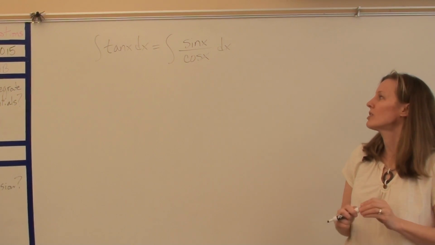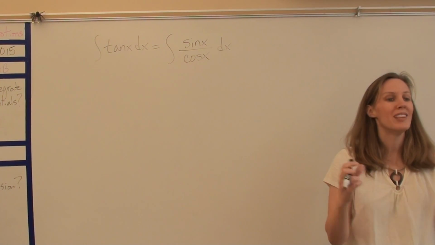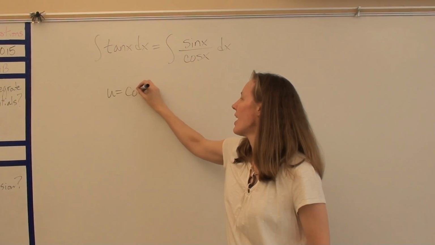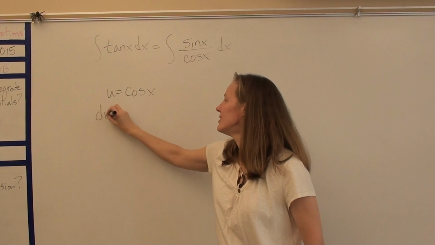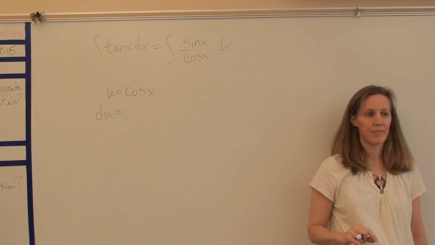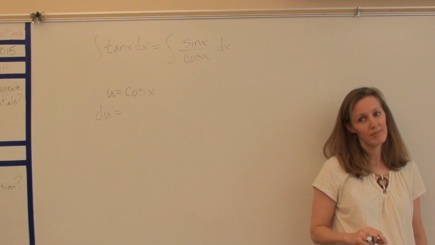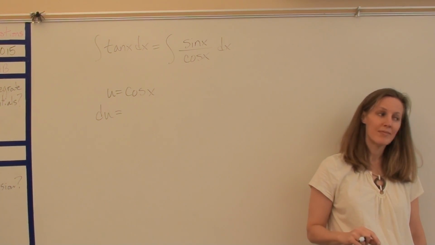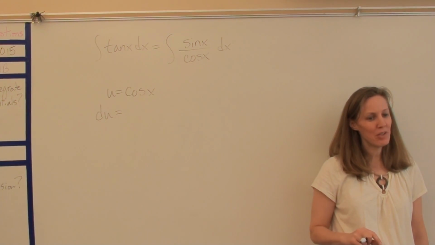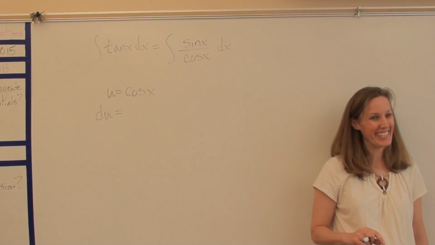If you had to do the integral of sine over cosine, let's do a U-substitution. What do you think we should let U be? Cosine. So what's du? The derivative of cosine. It's negative sine x dx. Are we doing the antiderivative or the derivative? You're right. It's negative sine x.